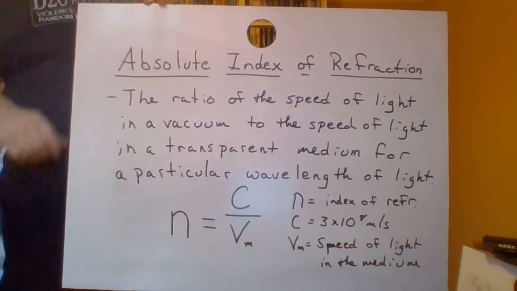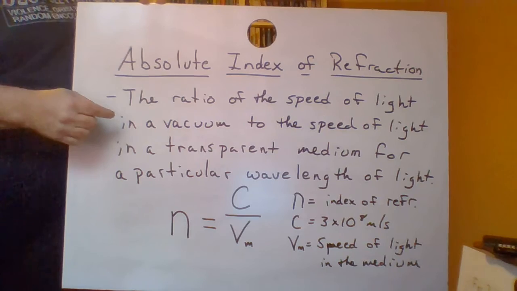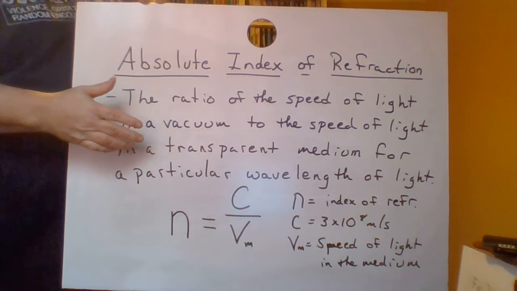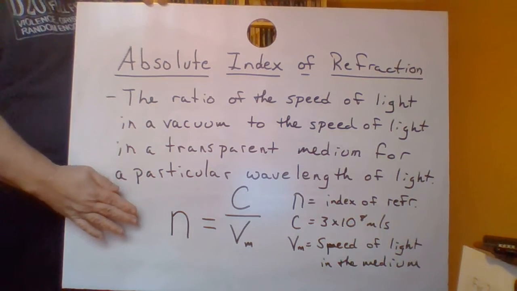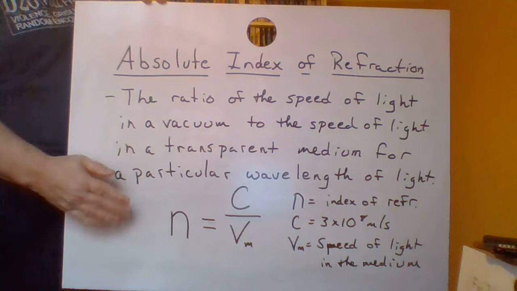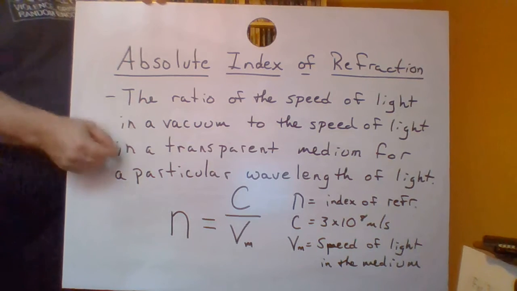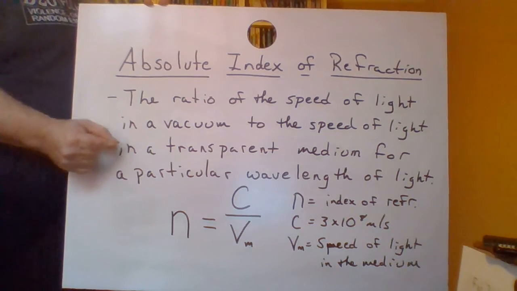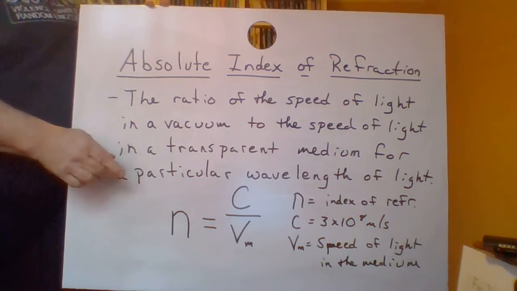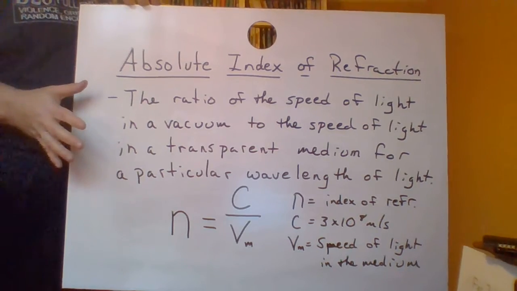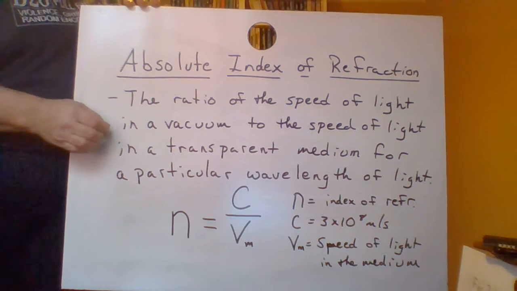Okay, absolute index of refraction is the ratio of the speed of light in a vacuum to the speed of the light in the transparent medium. And the absolute index of refraction is always for a particular wavelength or a particular frequency of light passing through the transparent medium. Each wavelength, each frequency has a slightly different absolute index of refraction, and that will become important to us when we talk about the difference between white light going through a medium and monochromatic light.